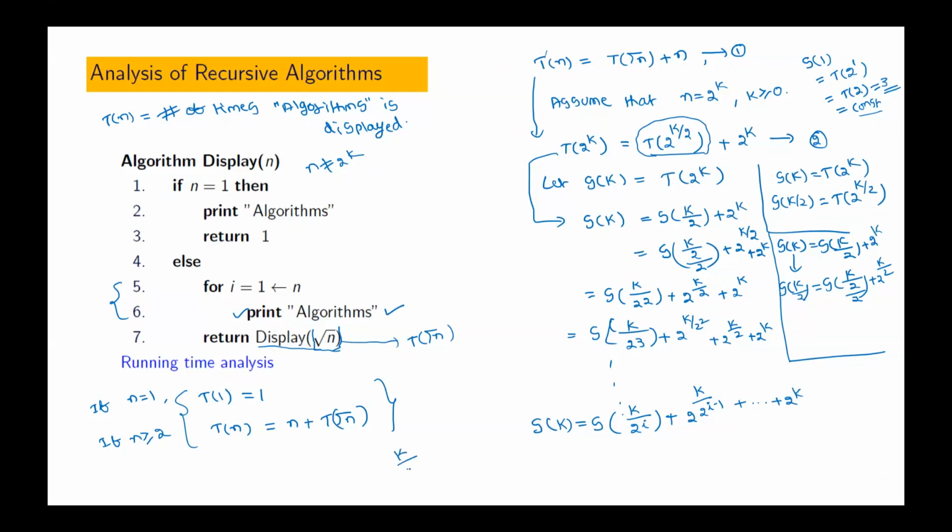Now K by 2 power I, we can take it, it should become 1. That means 2 power I equals K. That implies I equals log K base 2. At this value of I, what is S of K? S of K by 2 power log K base 2 plus K by 2 power.